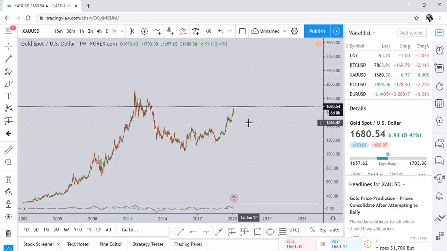So firstly, we have two types of market entry. So we have the breakouts and the reversal.